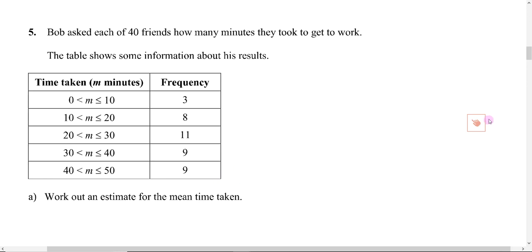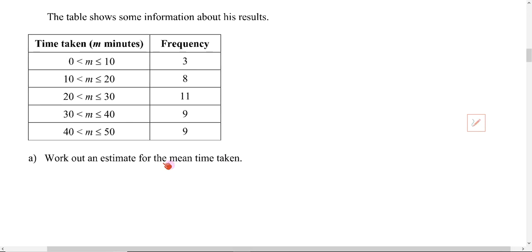So when we are asked the following question, work out an estimate for the mean, the thing that we want to understand is, why is it an estimate? And how do we do it? How do we add up some numbers if we don't know what the numbers are? You already know how to do this. And why would you do that?